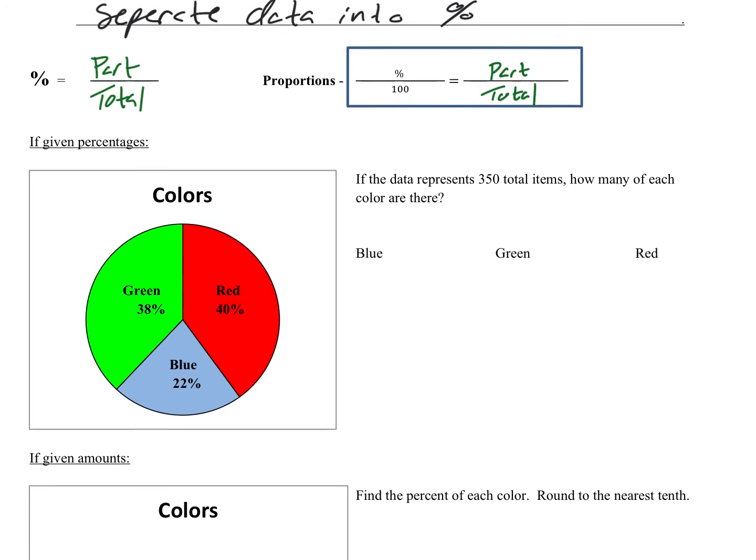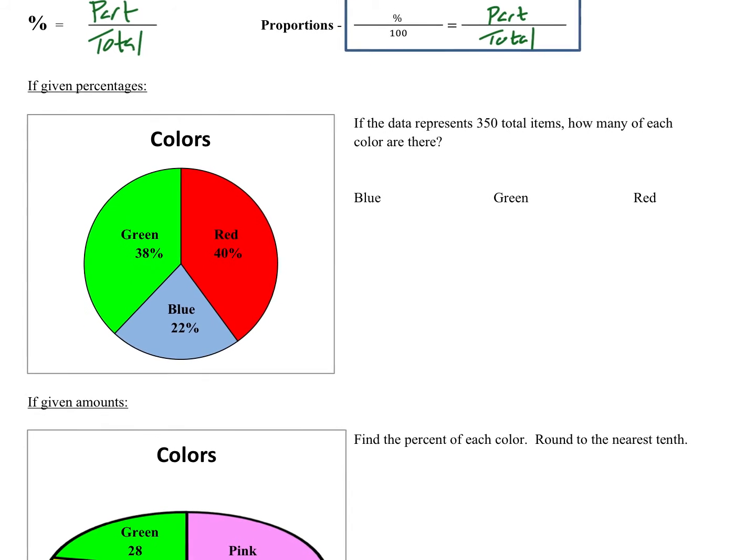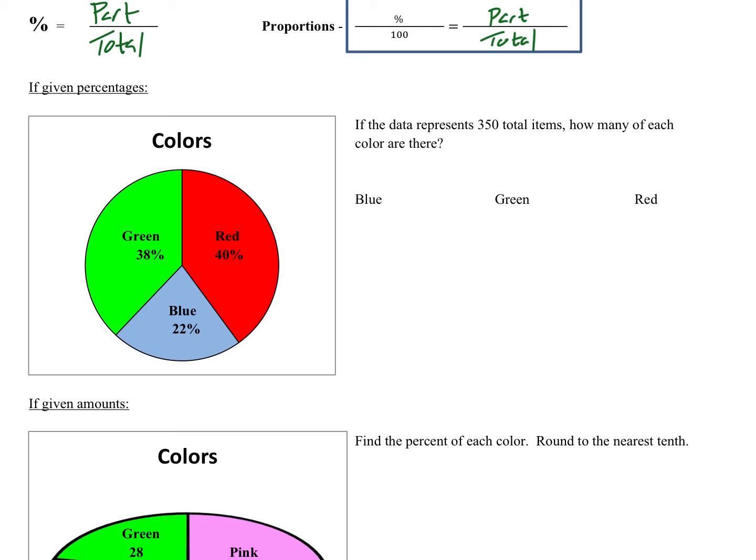So similar to a bar graph, when I look at a circle graph or a pie chart, I often will note if I'm given percentages or if I'm given the amounts of data. So in this case, this chart gives me percentages for each category, but it does tell me in the problem that this data represents 350 total items. And we want to figure out how many of each item of each color there are. So in order to do this, we're going to set up our proportion that relates the percentage of an item to how many of that item there are.